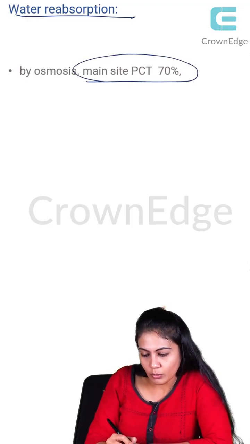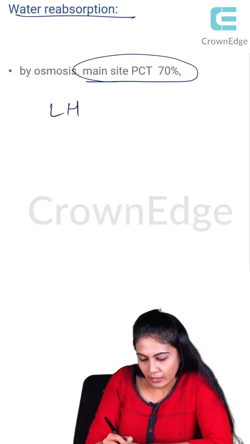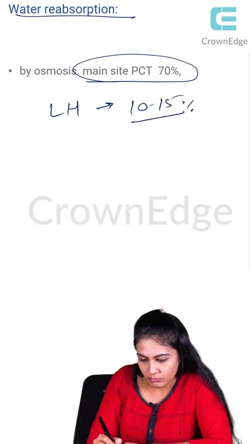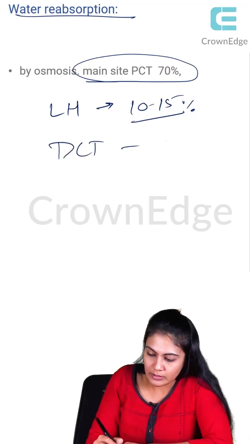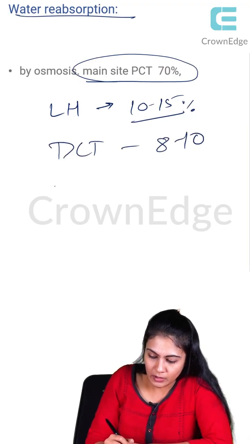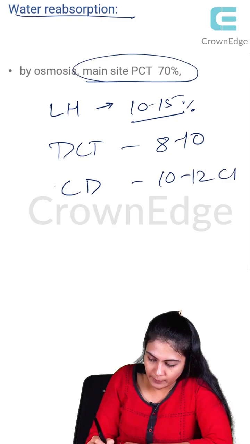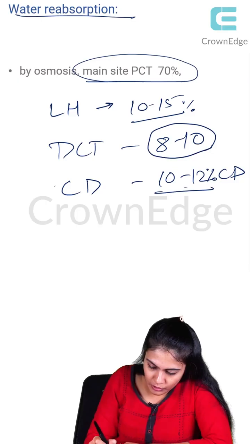Okay, so moving on to the water reabsorption, we know that maximum, again the main site is the PCT. What about the other sites? Loop of Henle also helps in the absorption, that is 10 to 15%. Then 8 to 10% is absorbed into the DCT and 10 to 12% is absorbed into the CD.